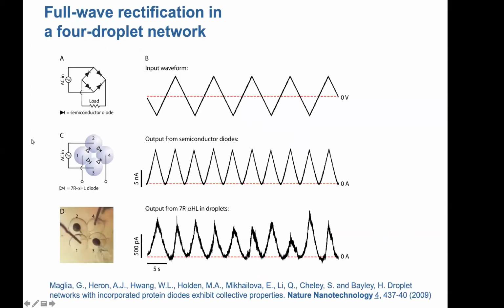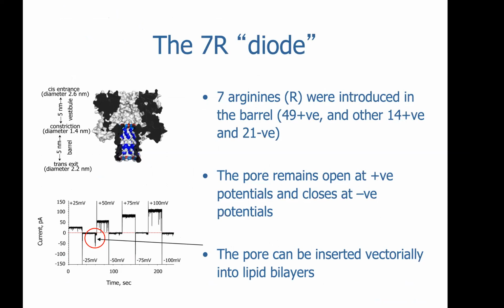Here we go. So when we first started this, we started making some very simple structures. I'll just show you one example here. This is a 4-droplet system, which will rectify an electrical potential. And to do that, we incorporate into the bilayers between the droplets an engineered alpha-hemolysin pore that we call our 7R diode. Now, hemolysin is a membrane pore that contains 7 subunits.